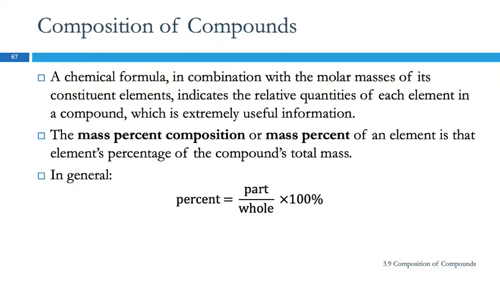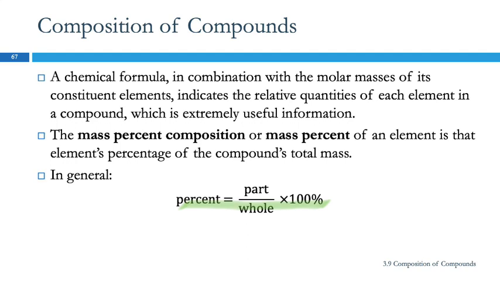Composition of compounds. So the chemical formula, in combination with the molar masses of those constituent elements, gives us the relative quantities of each element in a compound, and that's very useful. Sometimes it's helpful to express the composition of a compound as a mass percent. So this is a useful generic definition of percent. Percent is the part you're interested in divided by the whole thing times 100.